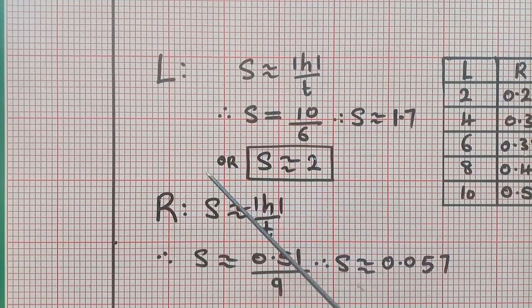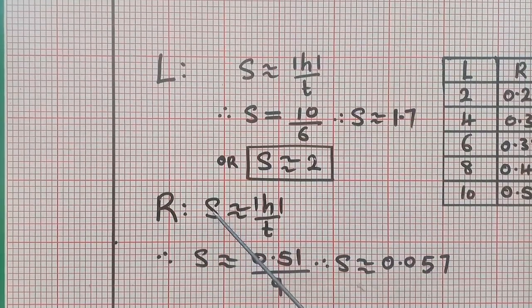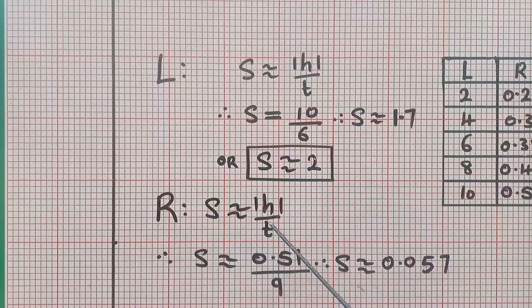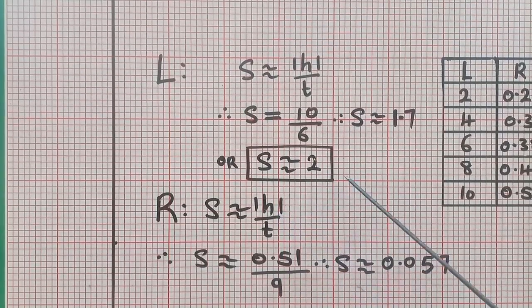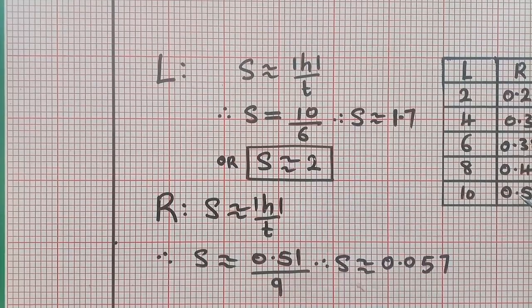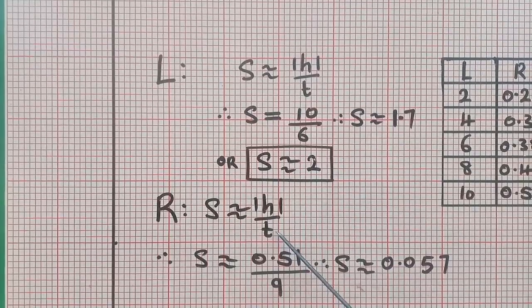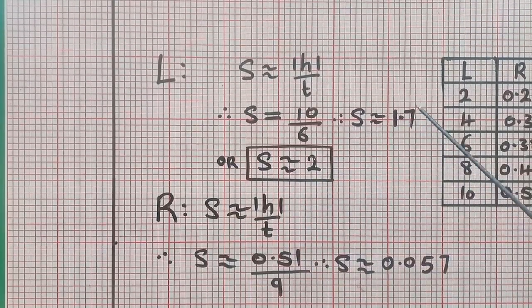Consequently, we have it that for the R-axis, that is the vertical axis, the scale, which is equal to h over t, turns to 0.51 over 9. Don't forget that this h corresponds to this 0.51, the figure with the highest magnitude. And this t refers to the number of usable intervals.